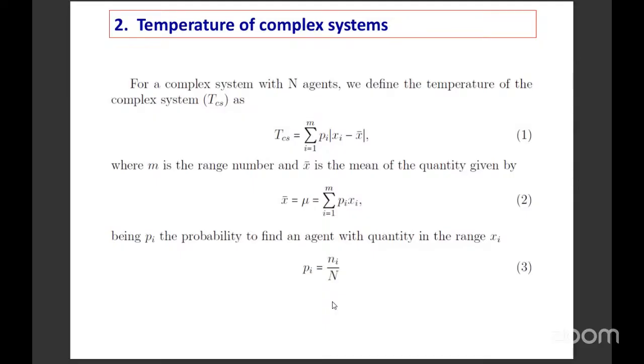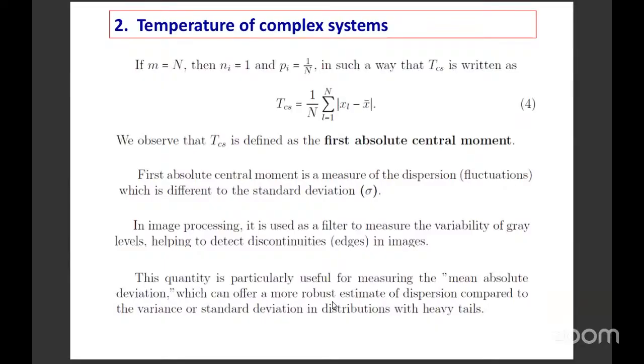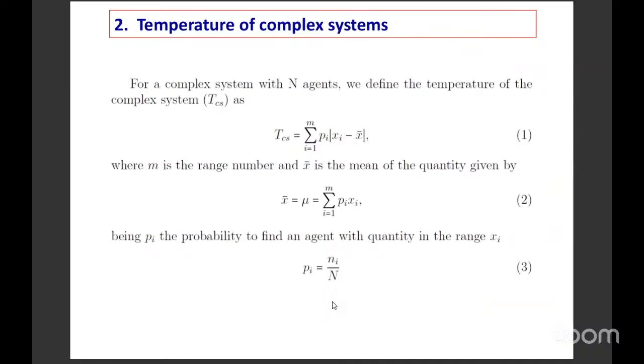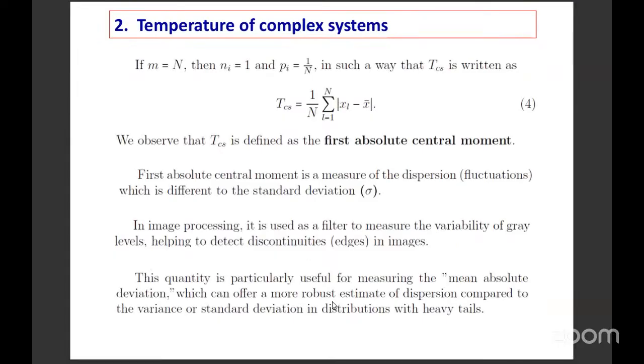This is the mean; in the next figure it is mu. But it's possible that in this relation, m is the range number, and if m is equal to n, the number of agents in the system, then the number of agents in the range is 1, the probability of an agent is 1 over n, and now the temperature of complete systems has this form.